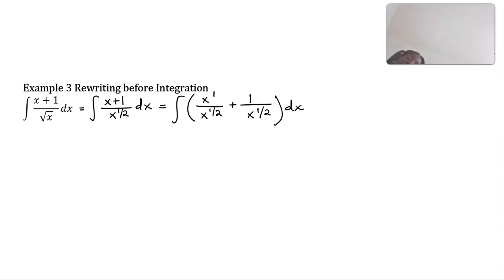Remember that this x in the top there has an exponent of 1. Rules of exponents tell us that to simplify dividing with exponents, you subtract. So I'm doing 1 minus 1/2 to be left with x to the 1/2, plus. And then this term I'm going to rewrite because we know that 1 over x to the 1/2 is the same thing as x to the -1/2. And then I'll make sure to add on my dx at the end.